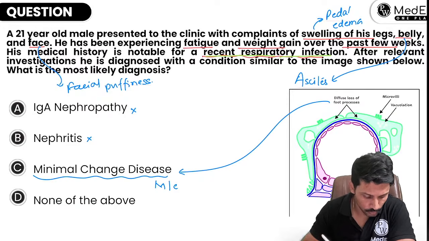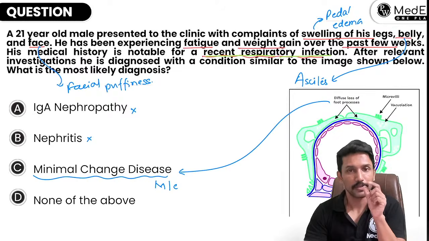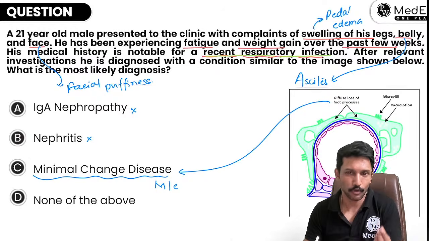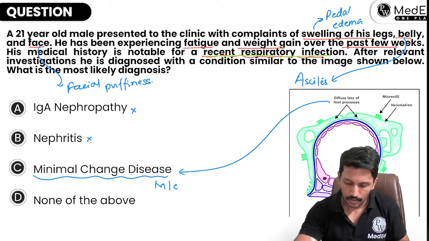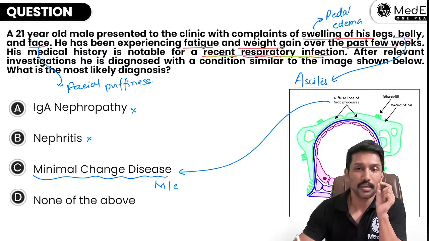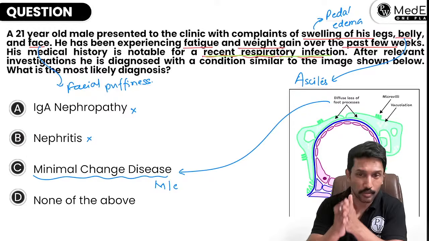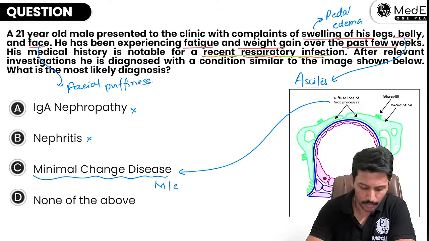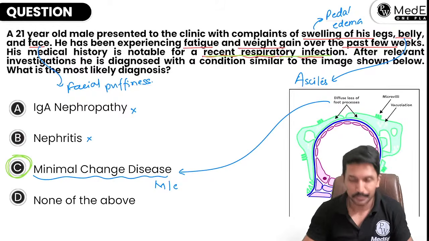And you know that minimal change disease is the most common cause in children. The recent respiratory infection is just a trap to make you think of IgA nephropathy or post-streptococcal glomerulonephritis. But the histopath or electron microscopy image is very clear. If I had IgA nephropathy, there should be IgA deposits. If it is post-streptococcal glomerulonephritis, antigen-antibody or immune complex deposits should be there. It's not there. We only have loss of foot processes, which is typical of minimal change disease. So we should stick to our diagnosis based on the image as minimal change disease.